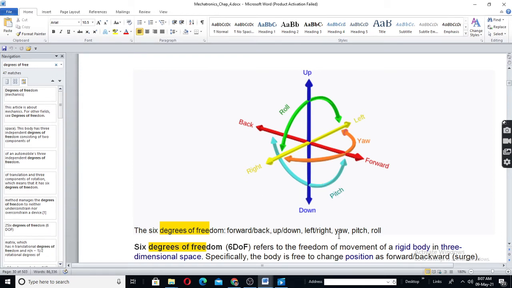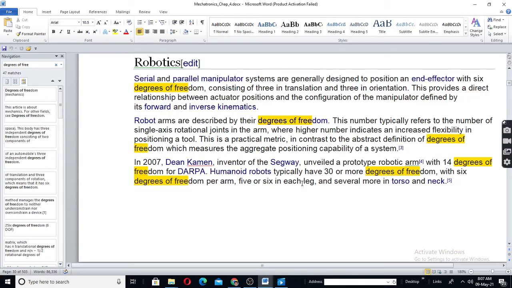Next, rotational movement, rotational freedom with respect to each axis, with respect to x, y, z. They are called yaw, pitch, and roll. So 6 degrees of freedom are there.